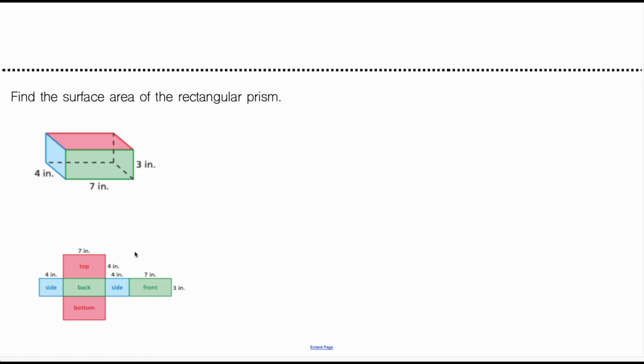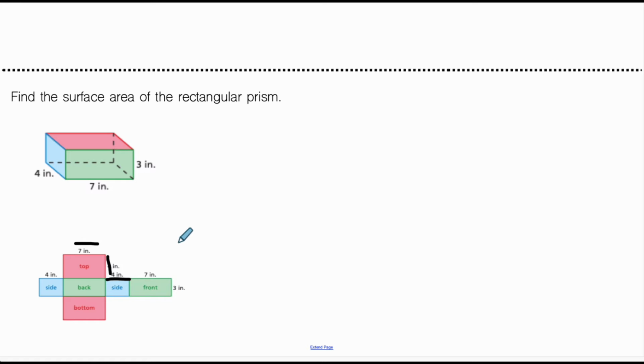Here we have the net. Your net might be drawn in a different position, but it should have a top and a bottom, and the top and the bottom should both be 7 inches by 4 inches, and then the two sides, which are blue, should be 4 inches by, this measure here is 3 inches. You can see that from over here. If this is 3, then this is 3. And then the front and the back, the two green figures, should be a 7 by 3 rectangle.